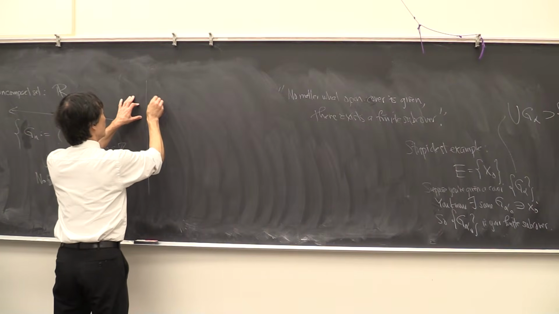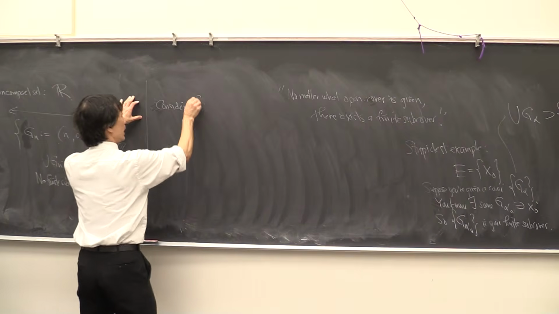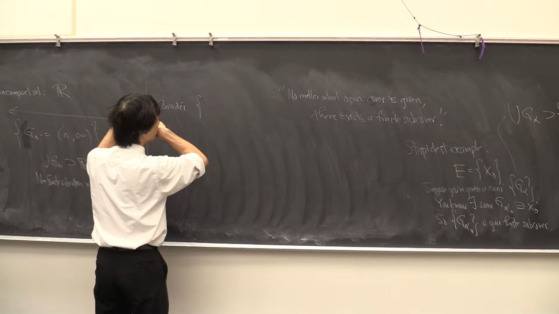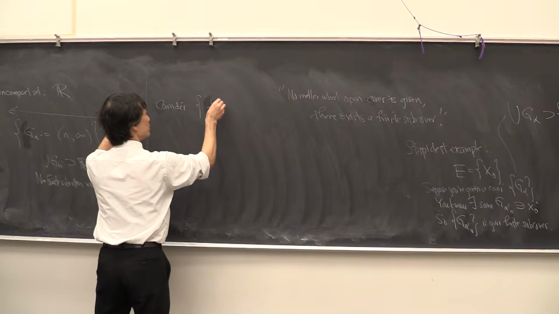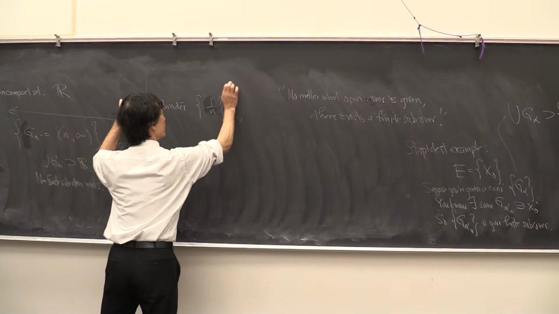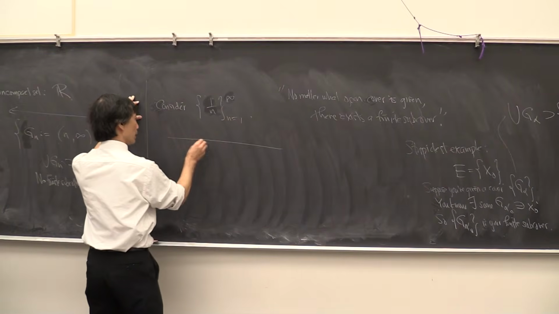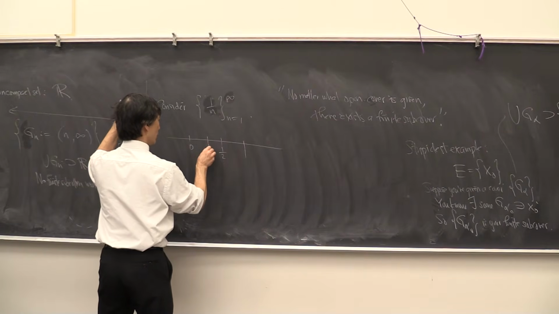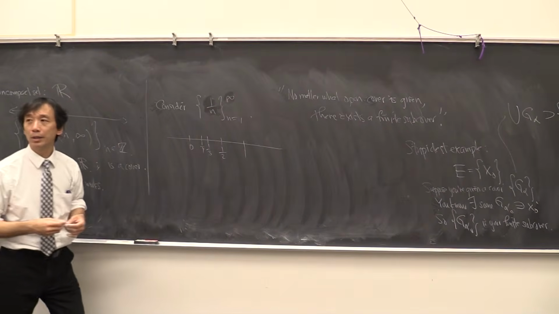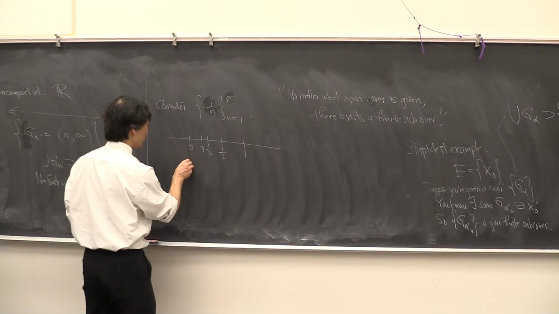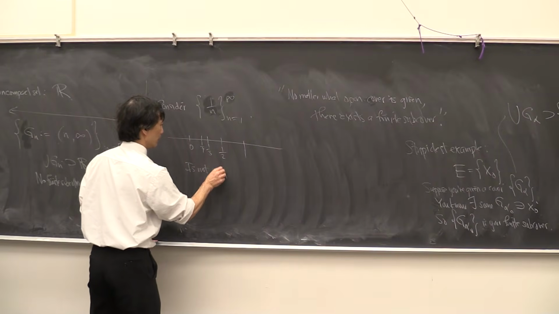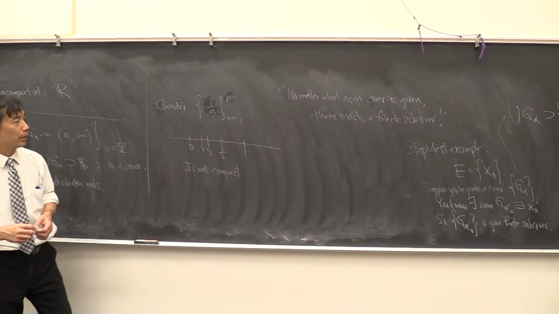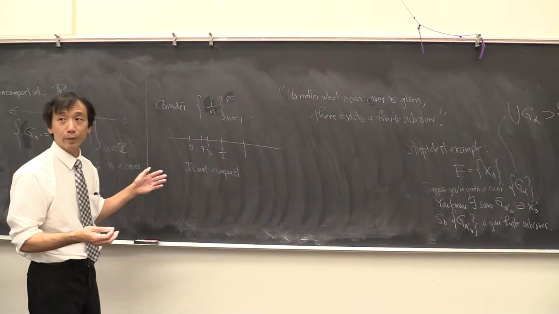So consider the set of numbers 1 over n from n equals 1 to infinity. So 1, 1/2, so here's 0, 1, 1/2, 1/3, 1/4, and so on and so forth. This set is not compact. And the reason is that you can find a bad cover for it.